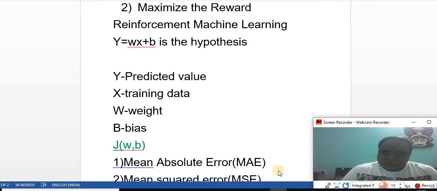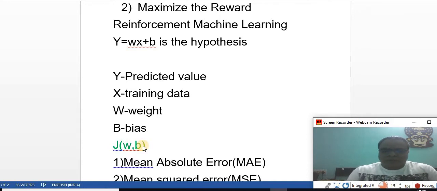And this cost function, I already told you, depends on two parameters, the weight and the bias. So I have written it's a function of weight and bias. That's what I have written previously. So it's a function of weight and bias. The cost function depends on two parameters, weight and bias.